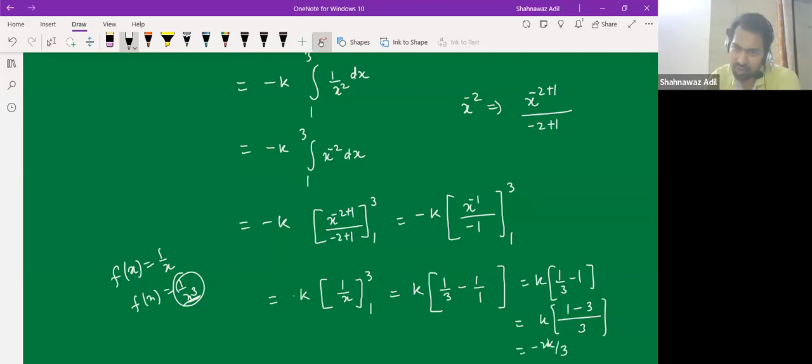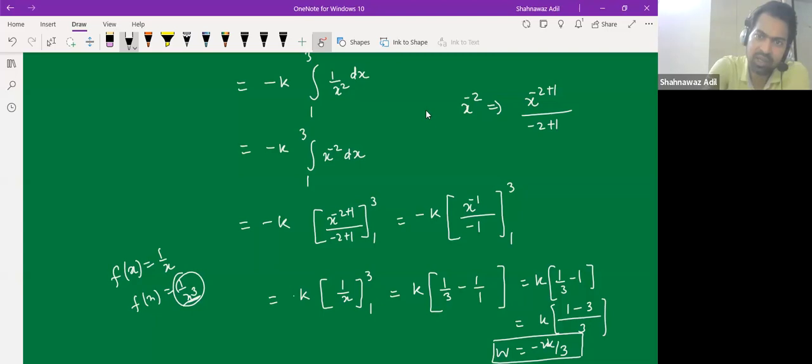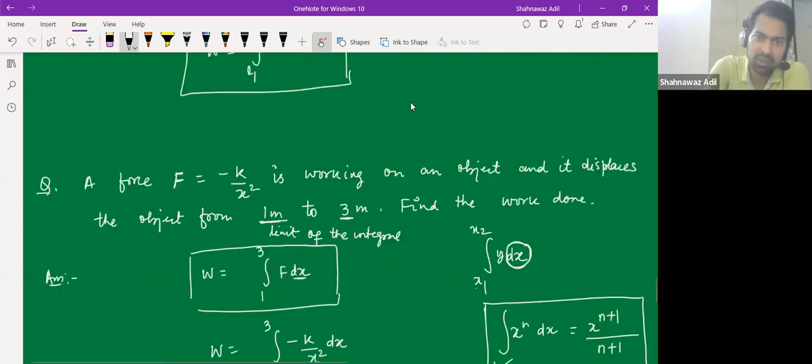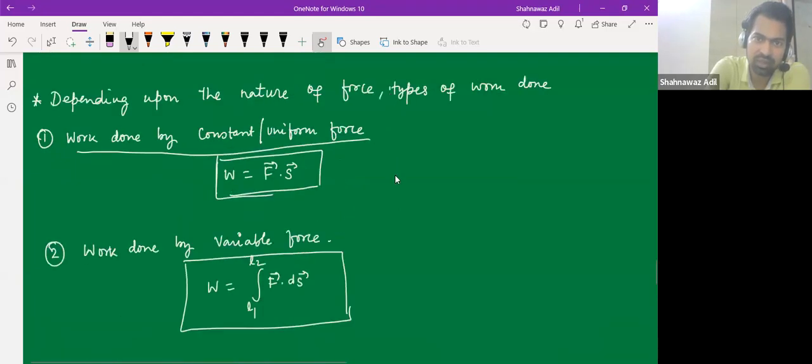So this is the work done, and we can see that this is negative, right? If k is positive, the total work done is negative. Understood, everyone? So this is work done by variable force. You guys please note down from here.